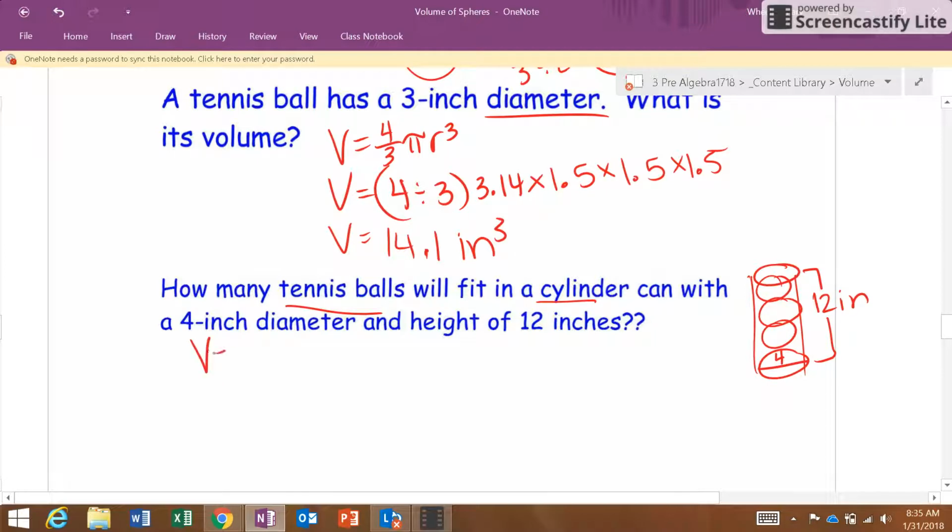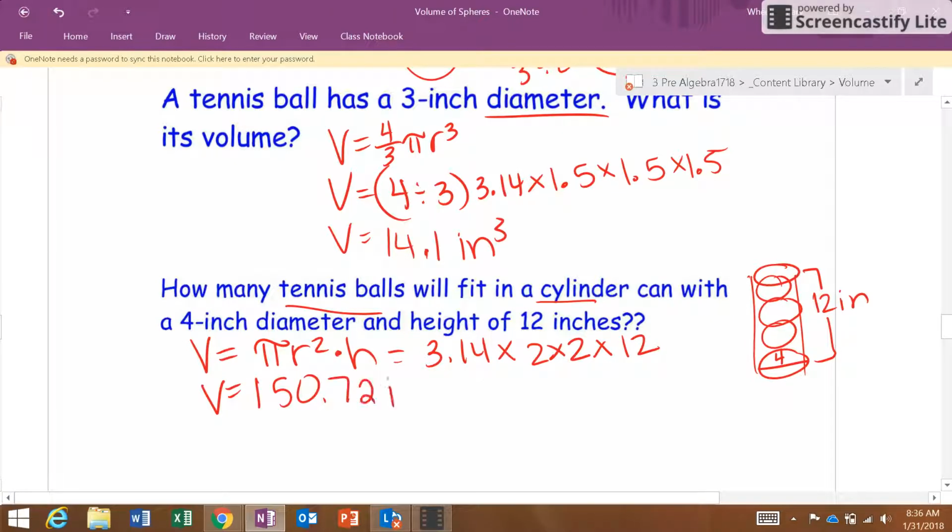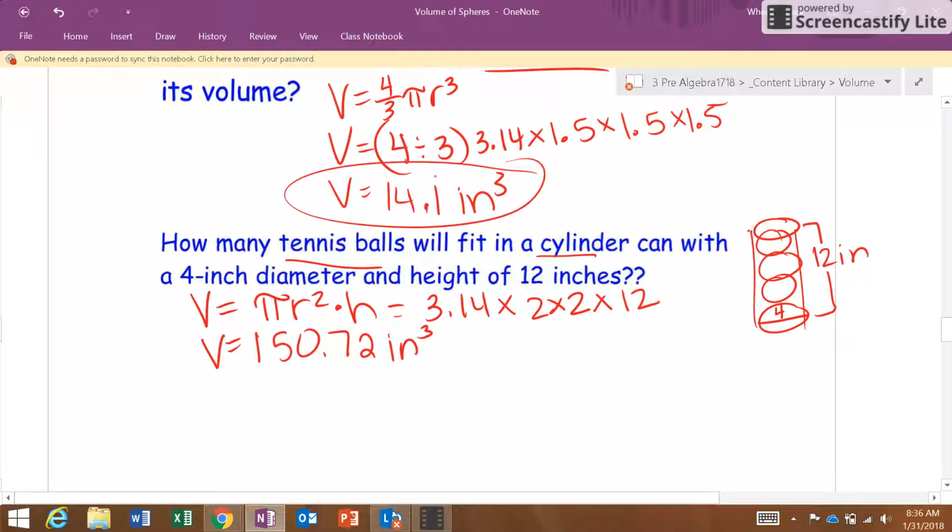Got to throw back to the volume of a cylinder. So first I'm going to figure out how big this cylinder is. That's the area of the base circle, pi r squared, times the height of the cylinder. And if the diameter is 4, the radius is 2. I'm going to multiply it times itself to square it. And the height is 12. So my cylindrical can has a volume of 150 and 72 hundredths inches cubed. I'm going to double check that to make sure I typed it in correctly. Seems reasonable.